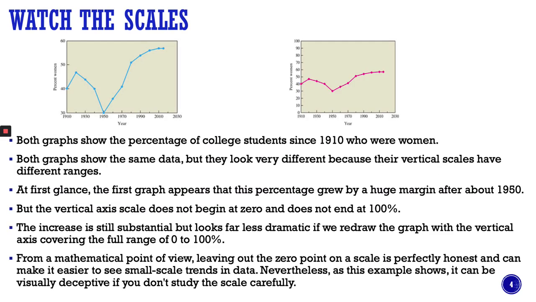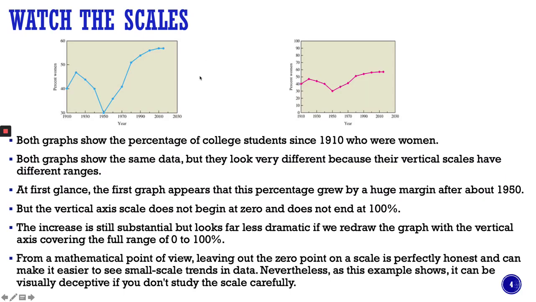You've got to watch the scales as well. Both graphs show the percentage of college students since 1910 who were women. Both graphs show the same data, but they look very different because their vertical scales have different ranges. At first glance, the first graph appears to show that the percentage grew by a huge margin after about 1950. But the vertical axis scale does not begin at 0 and does not end at 100%. This scale only goes from 30 to 60.